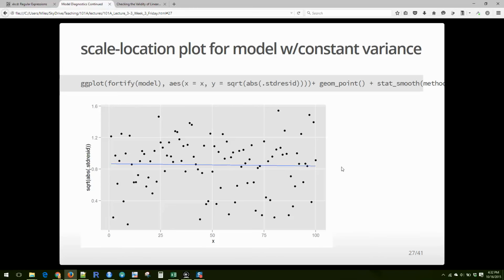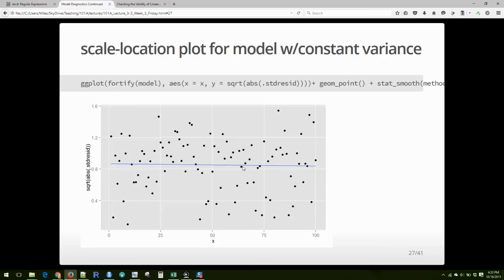And going even beyond this, you can perform linear regression between x and the square root of the absolute value of the standardized residuals, and then see: is the slope that we see here statistically significant or not?